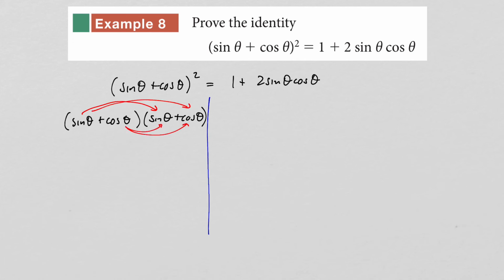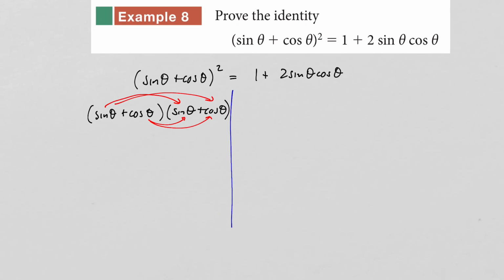And when we do this FOIL process, we get sine of theta times sine of theta, which is sine squared of theta, plus sine of theta times cosine of theta, which is sine theta cosine theta, plus cosine of theta times sine of theta, which is sine theta cosine theta, plus, and then finally, cosine of theta times cosine of theta, which is cosine squared theta.